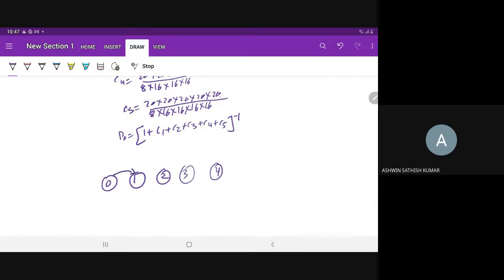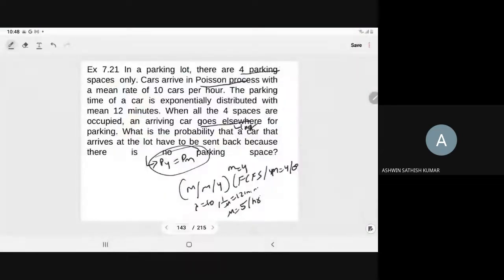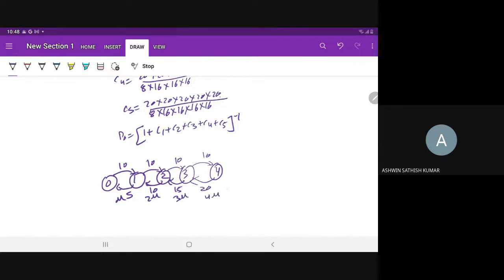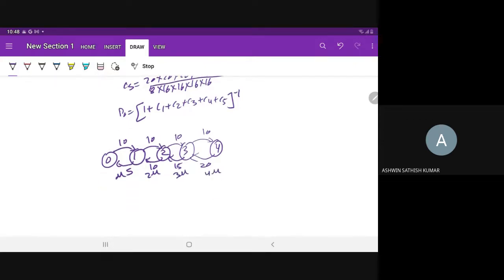The cars are arriving with rate lambda equal to 10, so in every state we have 10. Now if there is one car, the service rate is 5, two cars, so 10, three cars, so 15, four cars, then it is 20. It means mu, 2 mu, 3 mu, 4 mu. So this is the self-service model.